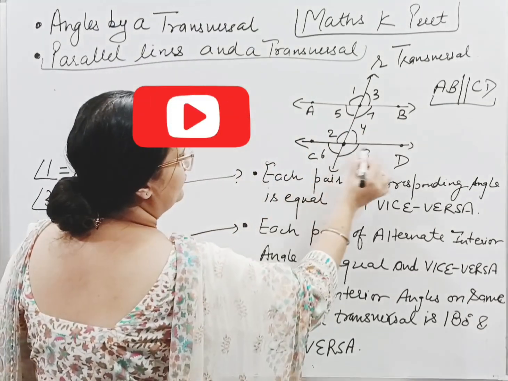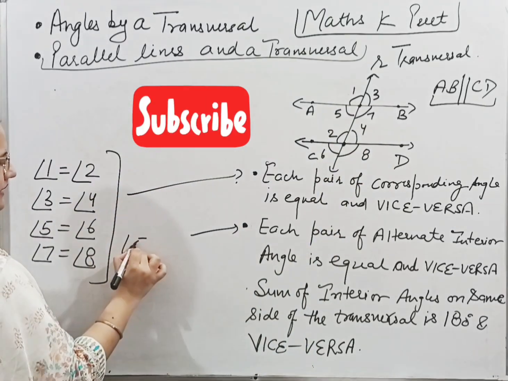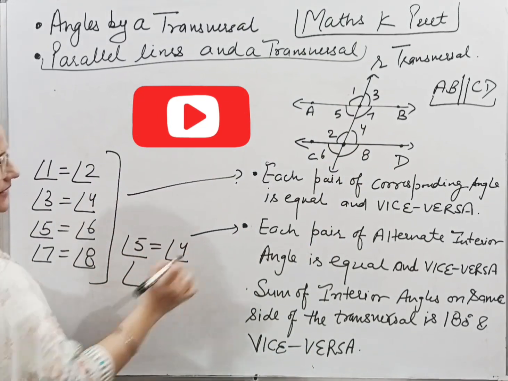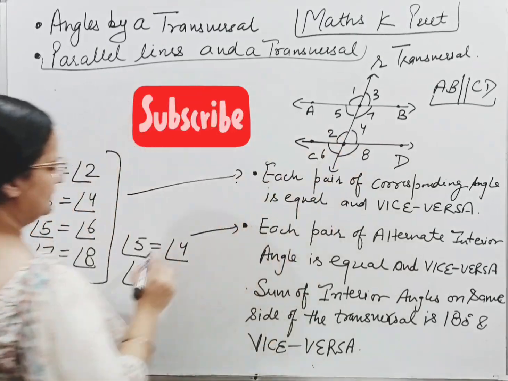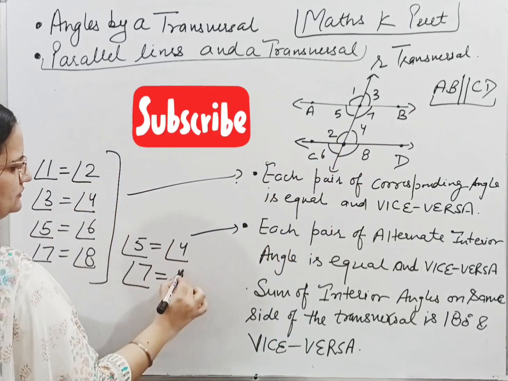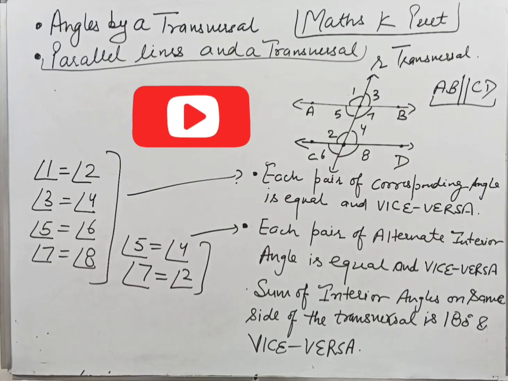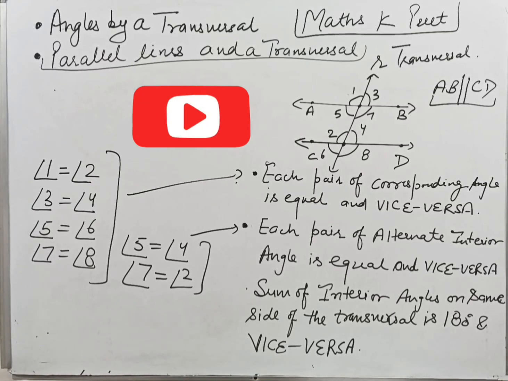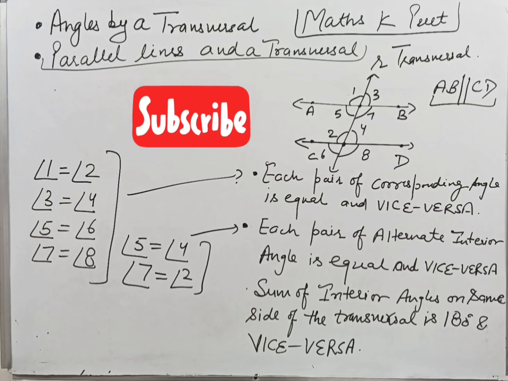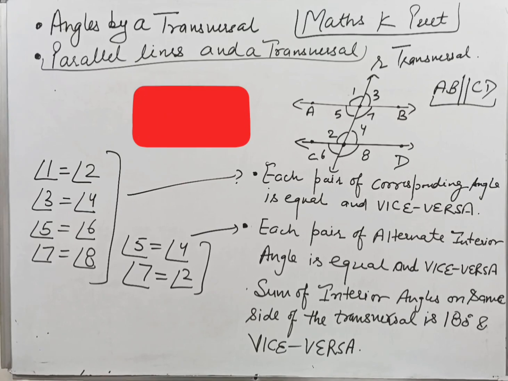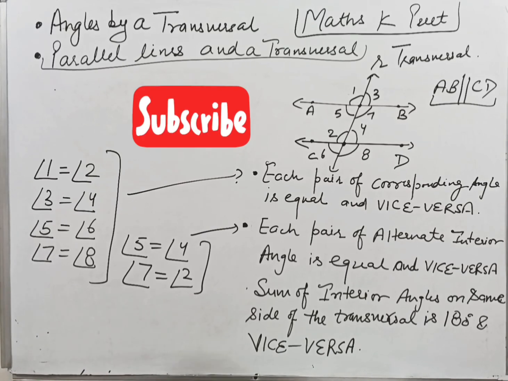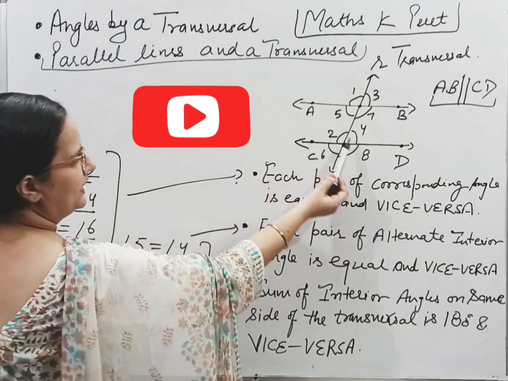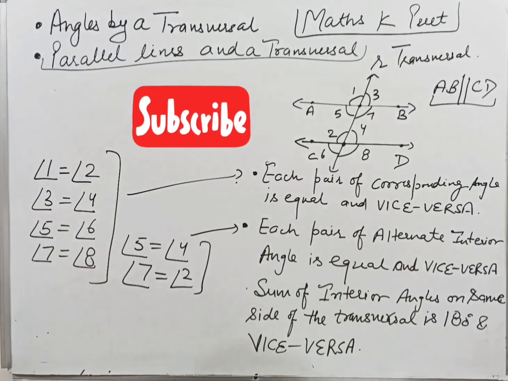Alternate angles are in the Z form: 5 and 4. Angle 5 will be equal to angle 4, and angle Z this way, 7 is equal to angle 2. When someone says that angles are equal or angles are congruent, both mean the same. Congruent means angles are equal, because congruence is possible when they are of the same measurement, which means the angles are equal. So the word congruent for angles and the word equal for angles have the same meaning. So angle 5 will be equal to angle 4, and angle 7 is equal to angle 2.